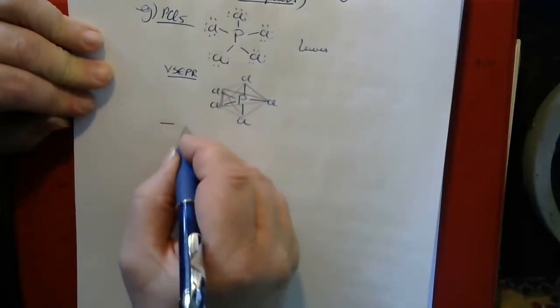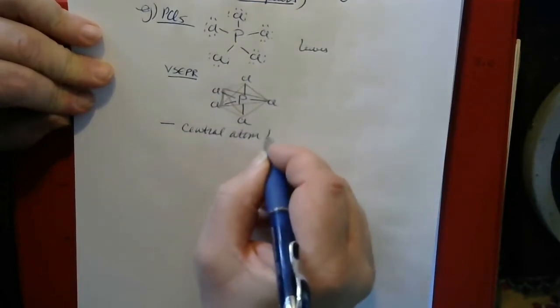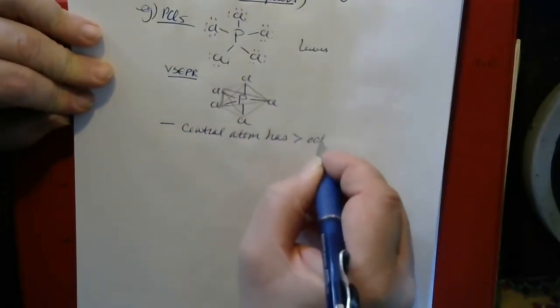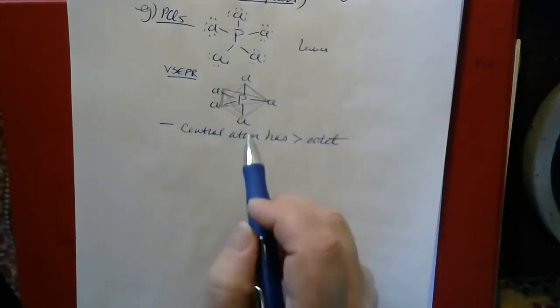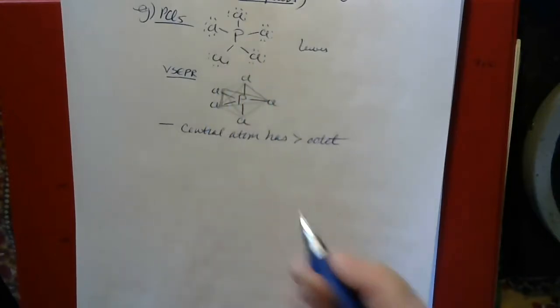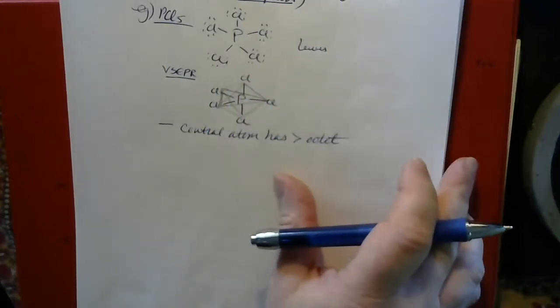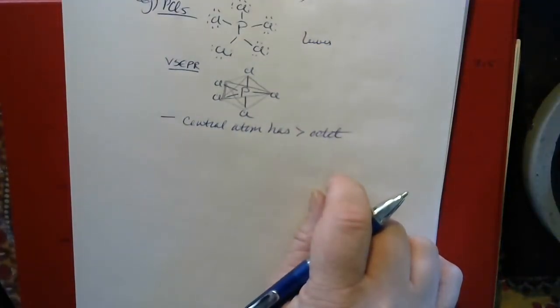And from this point on, you'll also notice that the central atom has more than an octet of electrons around it. Phosphorus, in this case, has 10 electrons on it. But phosphorus is one of those nonmetals from the third period or below, which can accommodate more than an octet of electrons. It's big enough that they can get far enough apart without any problem.